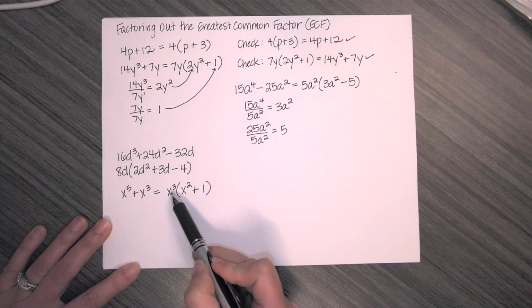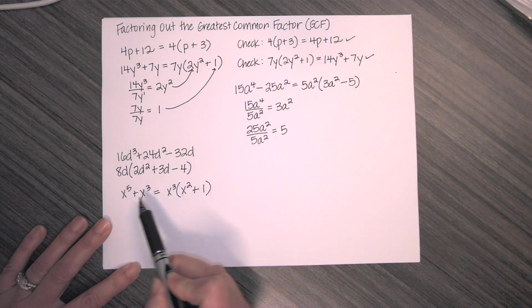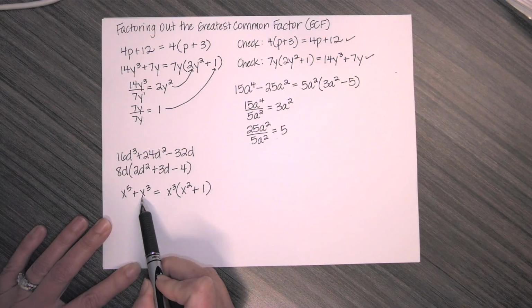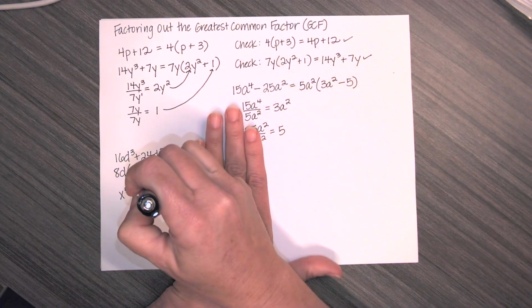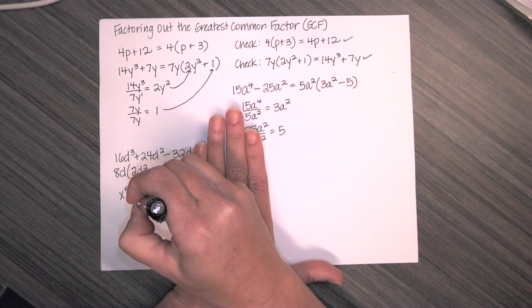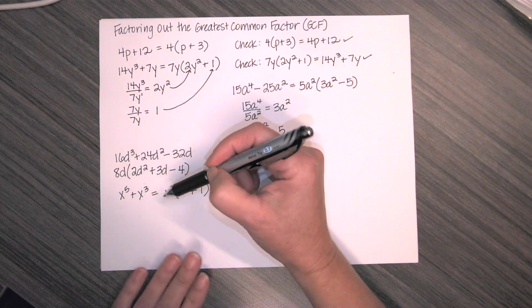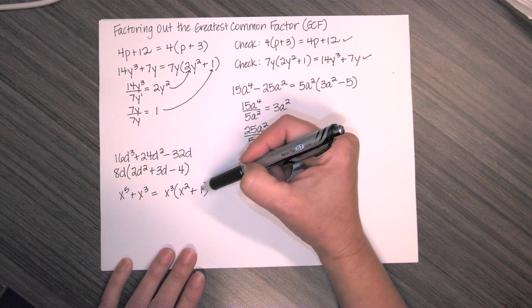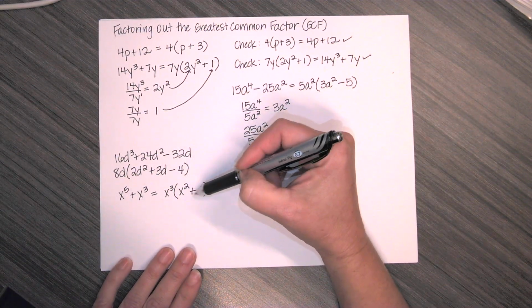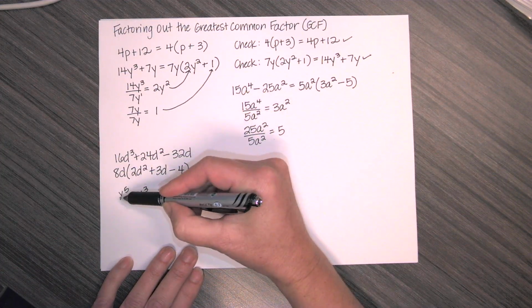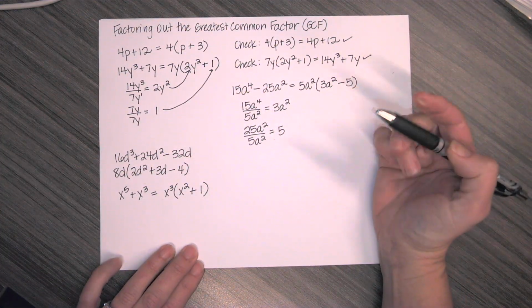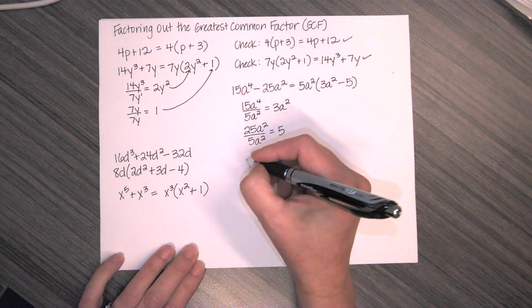Again, remember, this has to distribute and give you back what you started with. So a lot of students will make the mistake and say, when they divide this by x cubed, it's gone. It's not gone. x cubed divided by x cubed is 1. We've got to have that 1 there so that when we distribute this back together, we'll get this. All right, let's see. Just a few more.